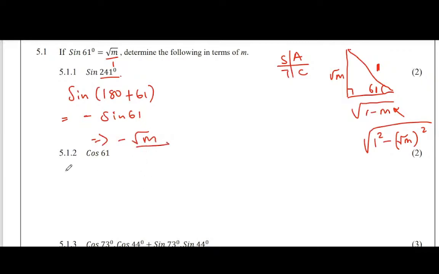Okay, 5.1.2, they want us to get the cos of 61. So cos, we know, is adjacent over hypotenuse. So our adjacent is this, root 1 minus m. The hypotenuse is 1. So that's going to be just the root of 1 minus m over 1, which is the same thing as root 1 minus m. Okay. Then 5.1.3.